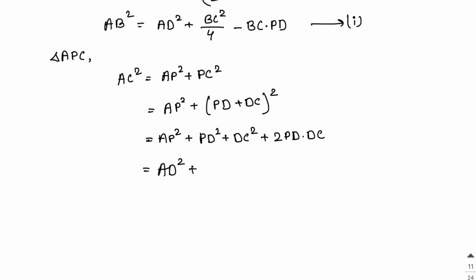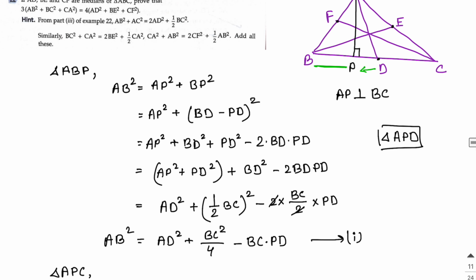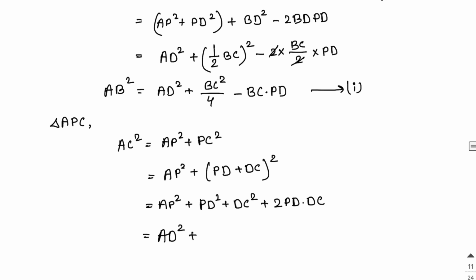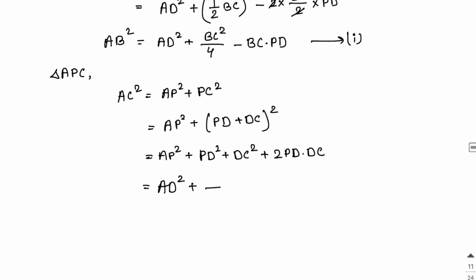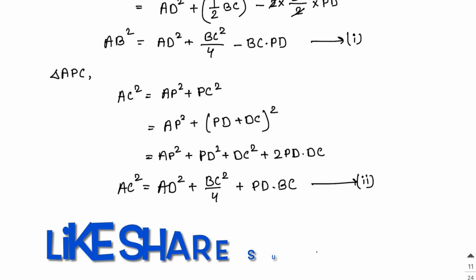Okay, next here DC. DC means again half of BC. So you can write down BC by 2 whole square. That means BC square by 4. And then in the place of DC, again write down BC by 2. So here 2 cancel out. Then that one equal to PD into BC. Okay, that means AC square equal to this one. Put it number 2.